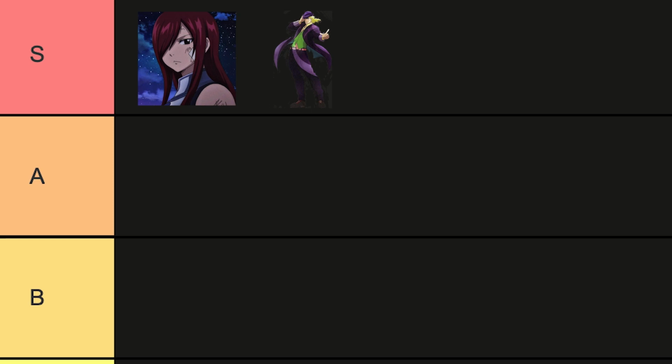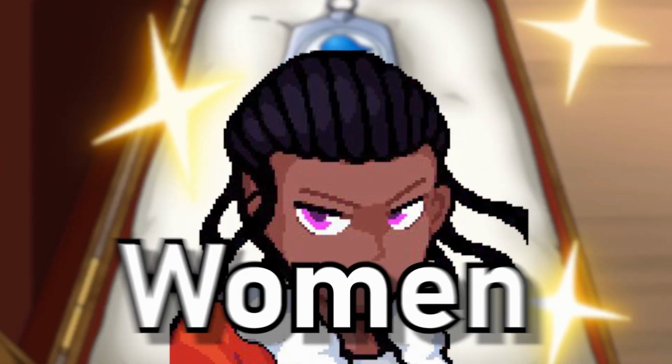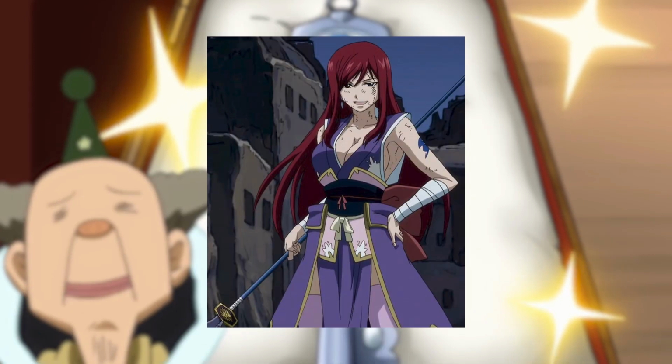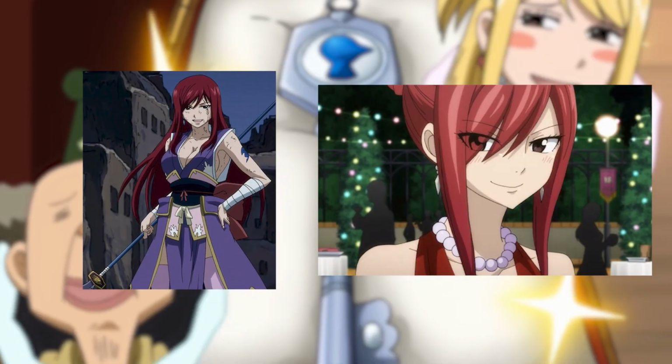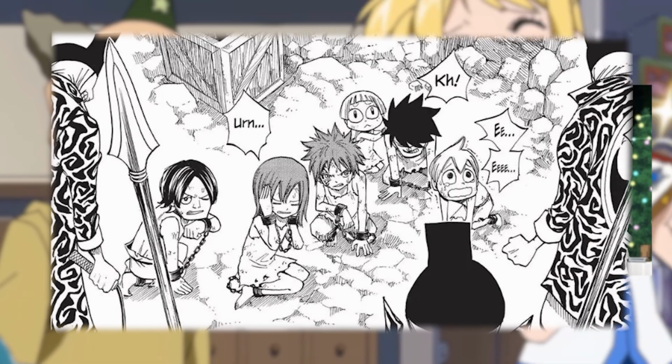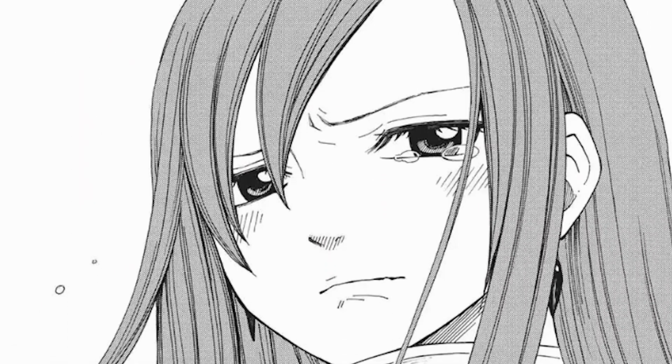Like, it's not that hard, y'all. I don't like Erza because she's a woman. I like Erza because she is compassionate, relatable. She is a character that has struggled throughout her life, and as the audience, we see her grow and become a better character throughout the series.